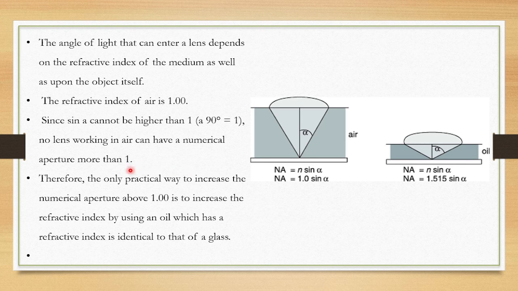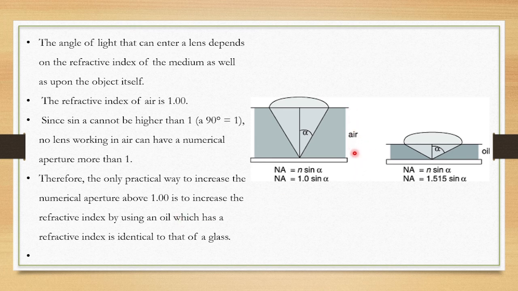So the more the numerical aperture increases, the more the resolution increases. If greater the numerical aperture, the greater the resolution. But if the air is the medium, the maximum numerical aperture you get is 1. So beyond that you can't increase the numerical aperture. So therefore the only practical way to increase the numerical aperture above 1 is to increase the refractive index by using an oil. You change the medium.